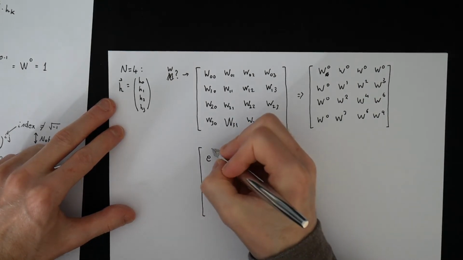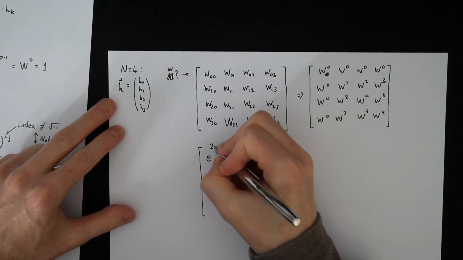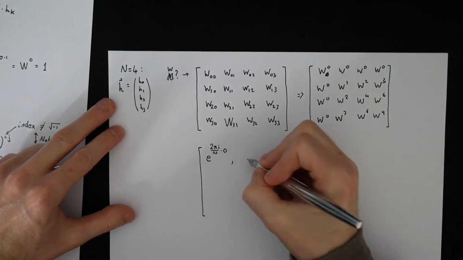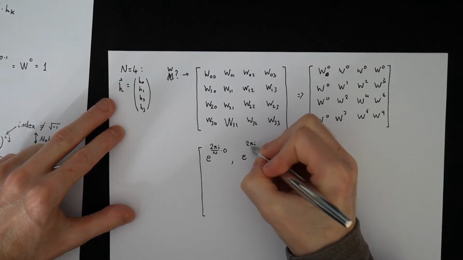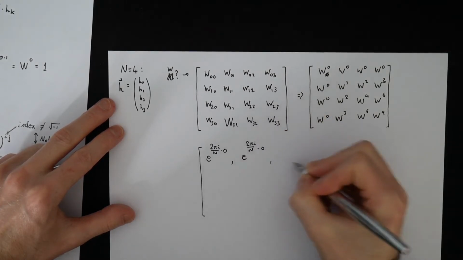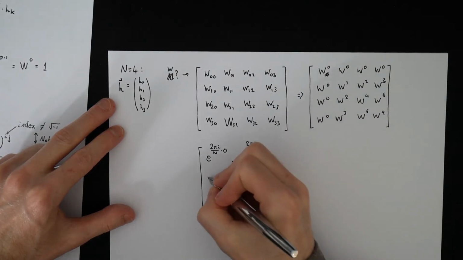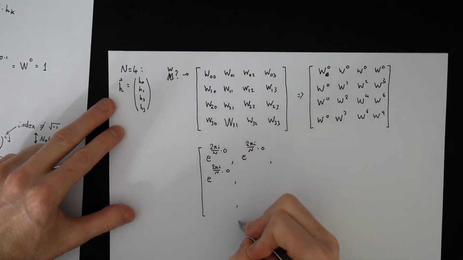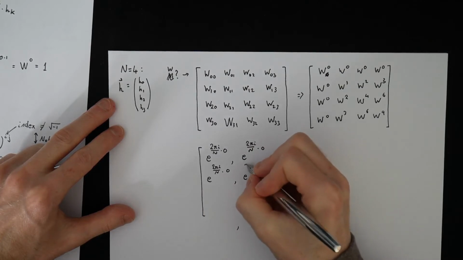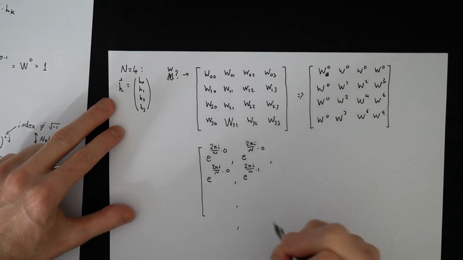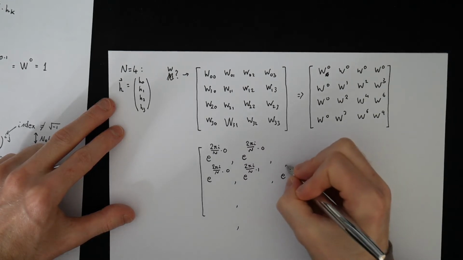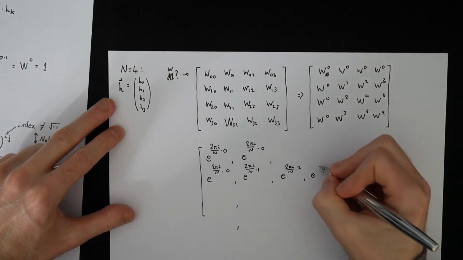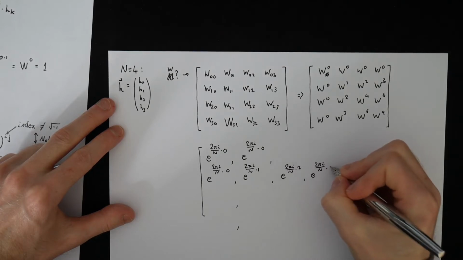e to the, it's going to get a bit squished, so apologies for that in advance. 2 pi i over n times 0. e to the 2 pi i over n times 0, and the same here, and the same here as well. e to the 2 pi i over n 0. You're going to have the same. This one, e to the 2 pi i over n times 1. e to the 2 pi i over n times 2. e to the 2 pi i over n times 3.